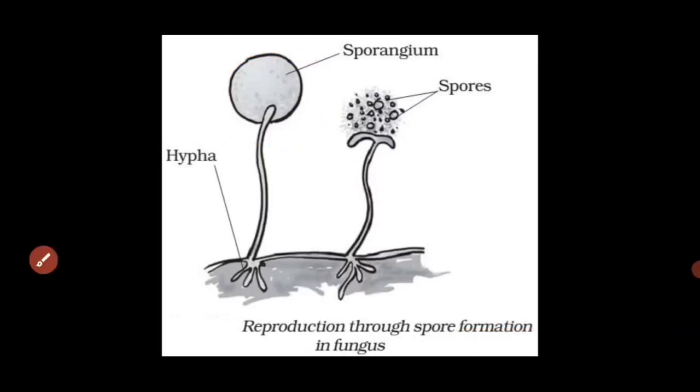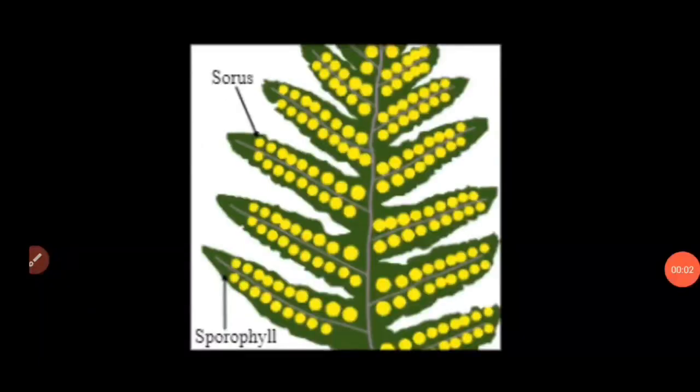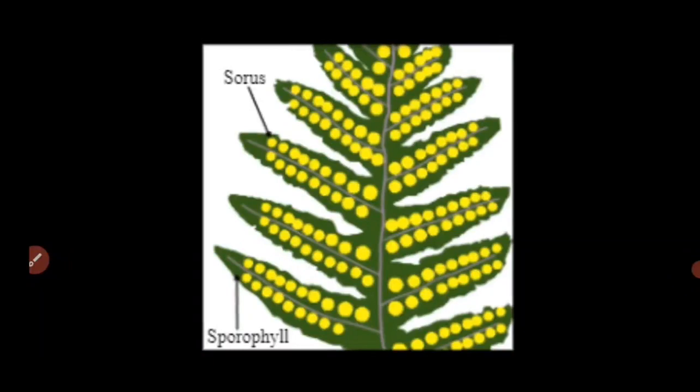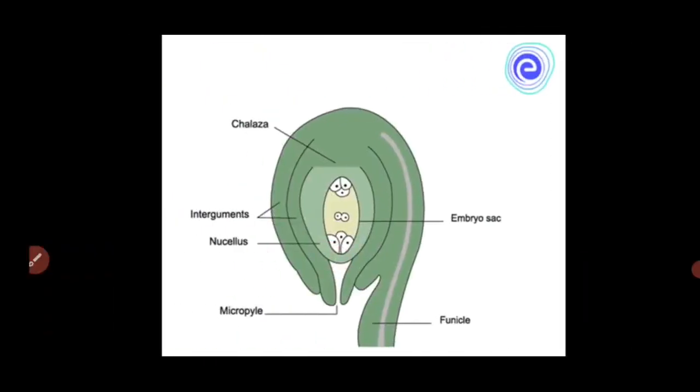Reproduction through spore formation in fungi is an example. The sporangia bearing leaves are called sporophylls. Most plants produce only one type of spore, either microspore or megaspore, which is known as homosporous. In some plants, both microspore and megaspore are produced, which is known as heterosporous.